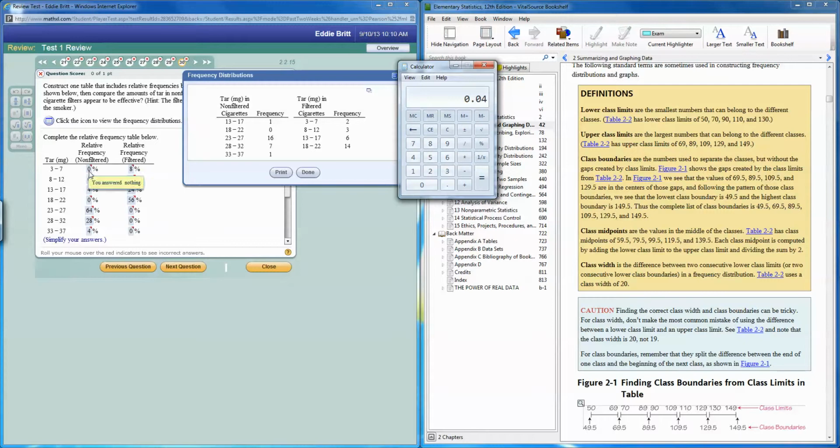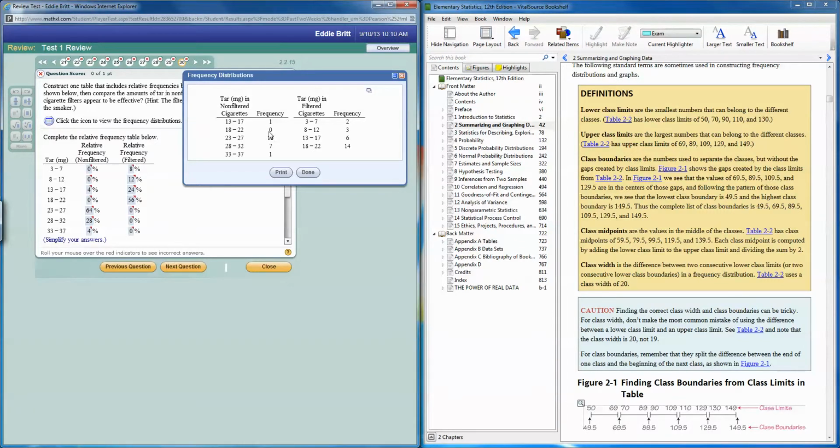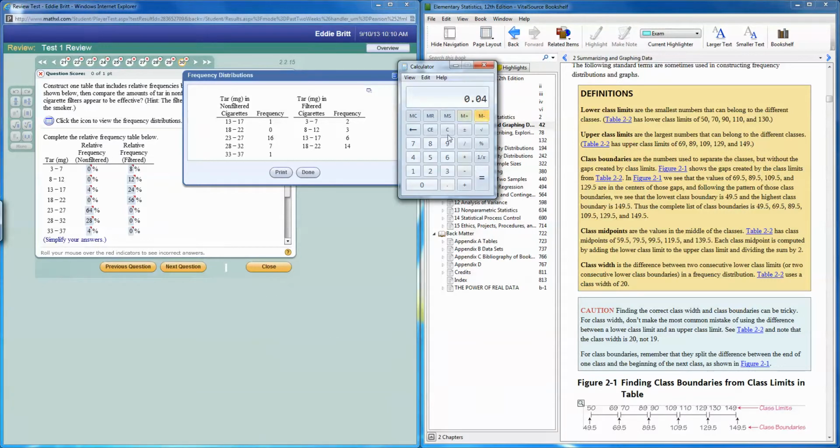So what I need is to put 4% right here. So I multiply that by 100, that would be 4%. 18 to 22, 0. So 0 divided by 25 is 0. So that's why there's a 0%. 23 to 27, we have 16. So we need to say 16 divided by 25 and times 100 to get a percent. So it's 0.64. So that times 100, that'll be 64%. So you see right here, 64%.